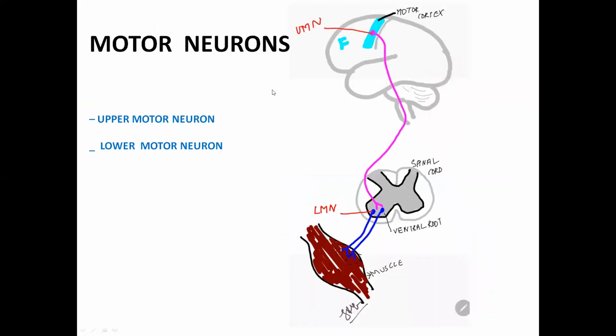Coming to the motor neurons in the descending tract, you have two sets of neurons here: the upper motor neuron and the lower motor neuron. So this is the cerebrum. This is the frontal lobe, which has the motor cortex. The motor cortex has the motor neurons.